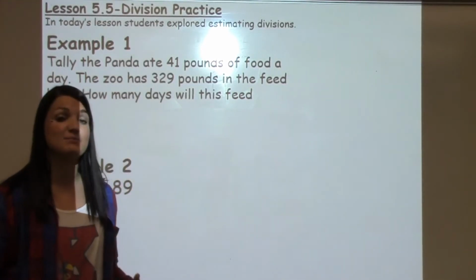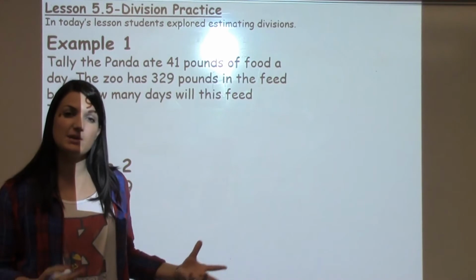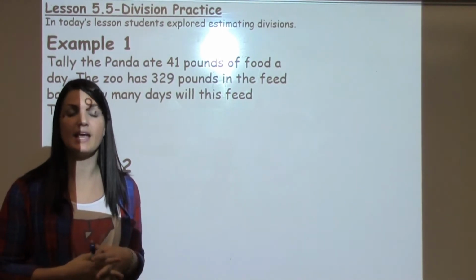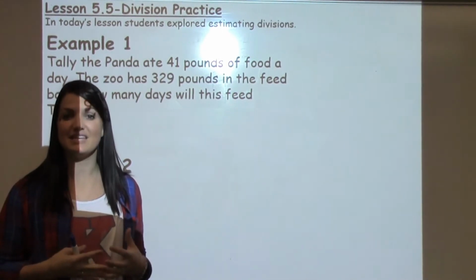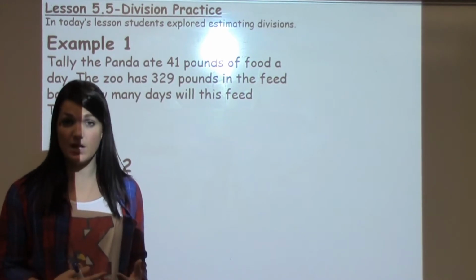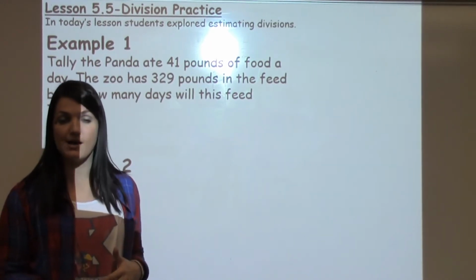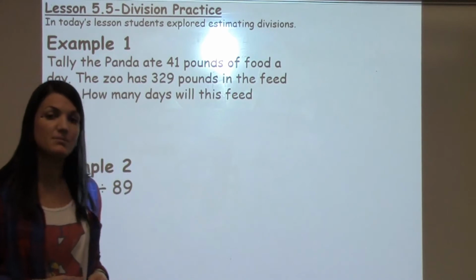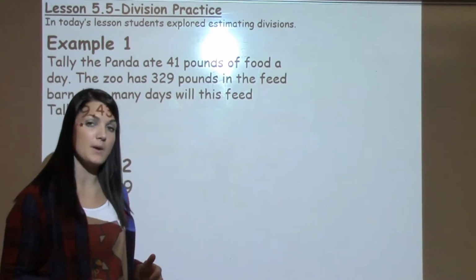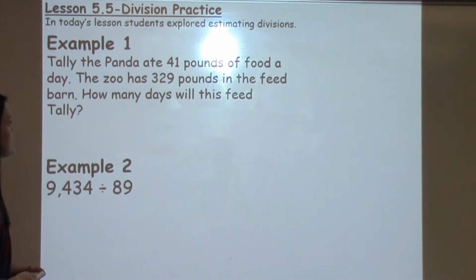Today students took time just to practice division. There's not going to be any new concepts that they learned today in math class, but it was a really nice day for them just to get some extra practice with their long division using a 2-digit divisor out in the front of the division problem. So we're going to look at a couple more examples so you have more to refer to as you're working with your student at home.